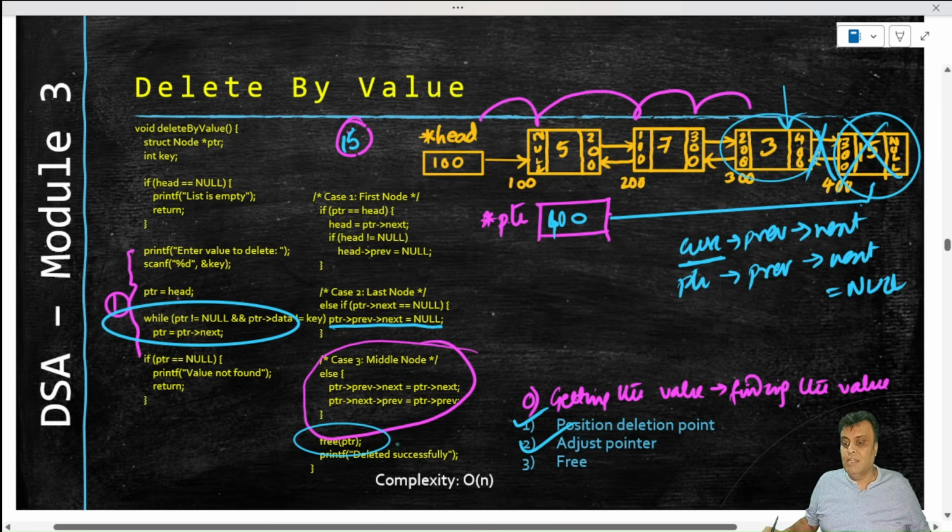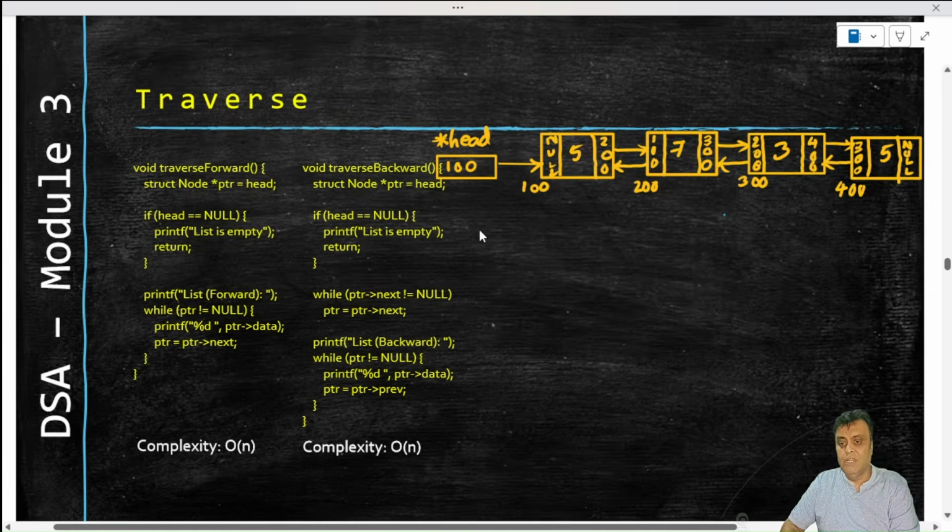As I said, at the end, we will do all the frees. We are doing all the frees at the end. So this is your delete by value. Complexity, the worst case complexity will be when it is at the last node, and hence the complexity will be order of n. So that's on delete by value.